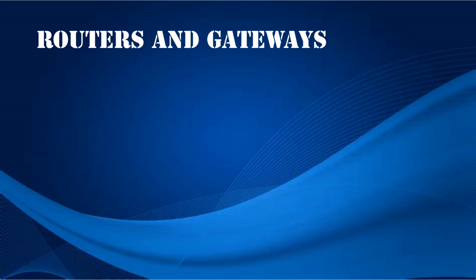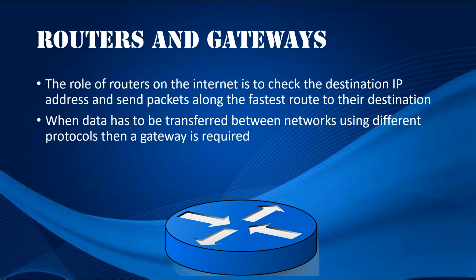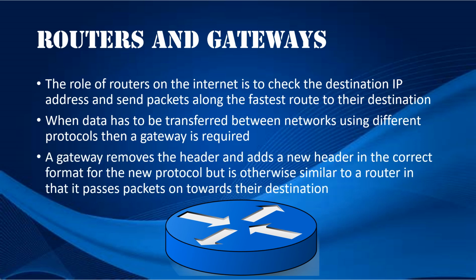As we have seen, the role of routers on the Internet is to check the destination IP address and send packets along the fastest route to their destination. When data has to be transferred between networks using different protocols, then a gateway is required. A gateway removes the header and adds a new header in the correct format for the new protocol, but is otherwise similar to a router in that it passes packets on towards their destination.